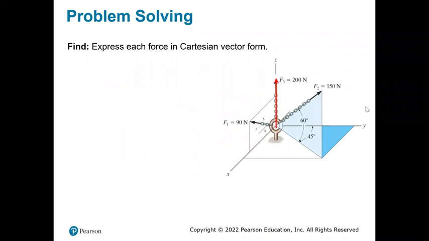F3. F3 is only pointing in the vertical direction, that means in the Z direction. That makes our work very easy, because it's in only one direction. So our X component is 0 and Y component is 0. So it's only our Z component. That's our 200k. So our F3 is only 200k. Perfect.